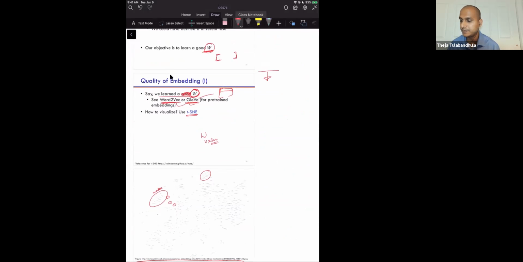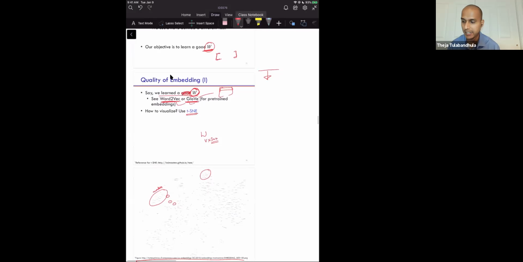To understand whether it's a good embedding or not, for every word, W1 all the way to however many words there are in your vocabulary, let's say 50,000, you have learned a vector, V1 all the way to V50,000. And you can always project them back into 2 dimensions to get a sense of whether these V vectors make sense.